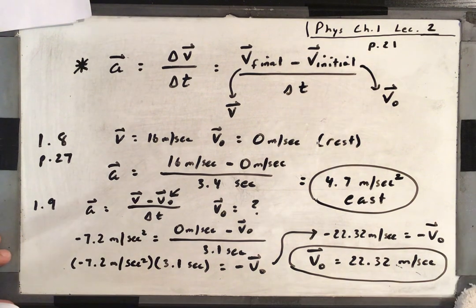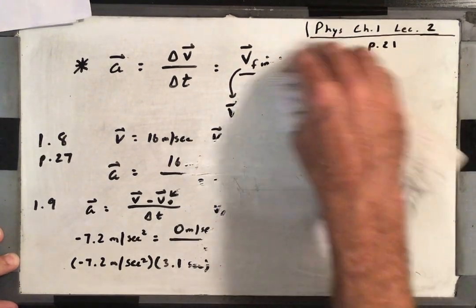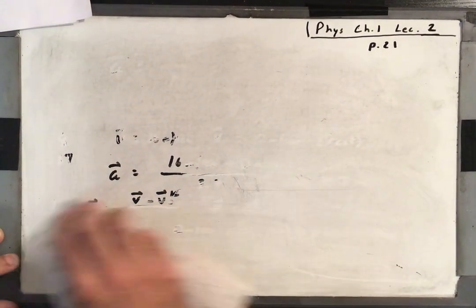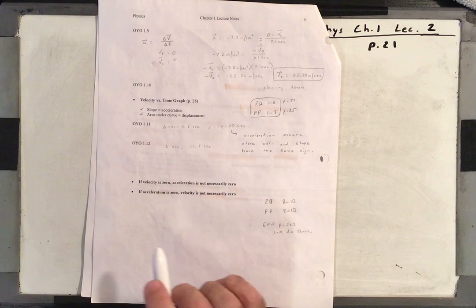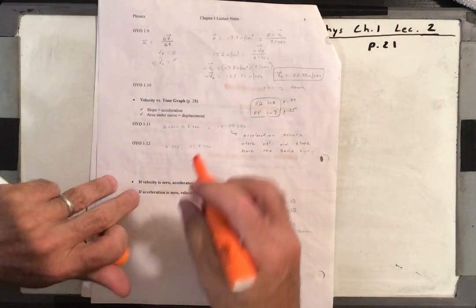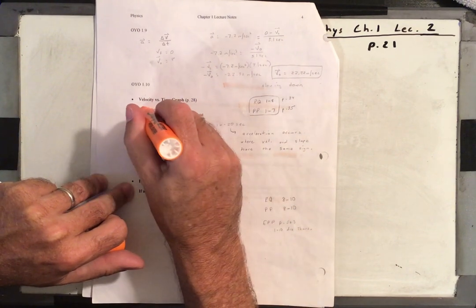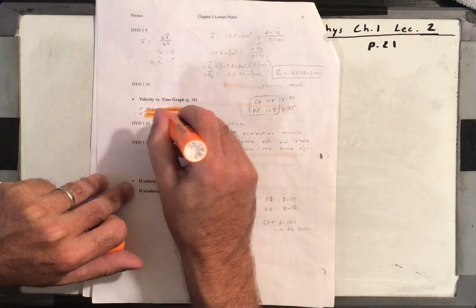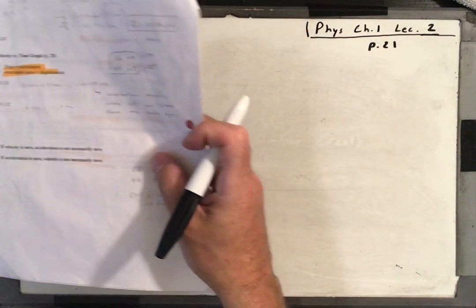Let's go ahead and finish this chapter up in terms of math. So go ahead and pause the video if you need to. We're going to look at velocity versus time graphs, on page 28. With a velocity versus time graph, not position versus time, we did that last lecture, the slope is equal to the acceleration. The area under the curve is the displacement.